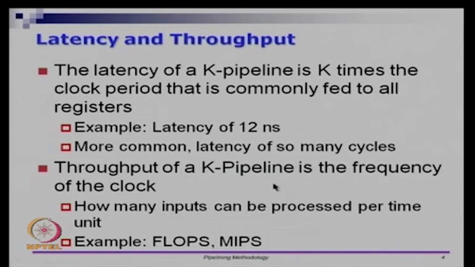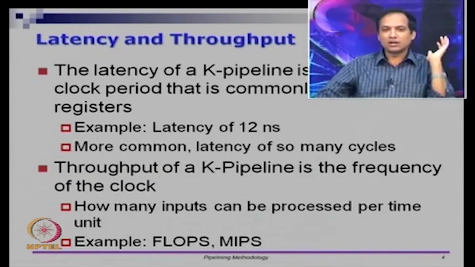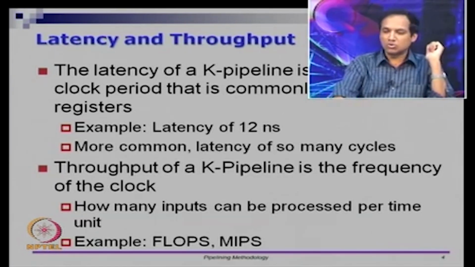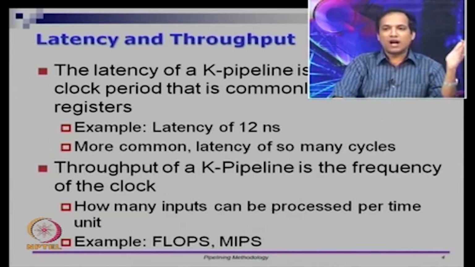And the throughput of a k-stage pipeline circuit is the frequency of the clock that you are giving. How many inputs can be processed per unit time is usually the throughput, and examples are the number of floating point operations you do per unit time, or the number of millions of instructions you can process per unit time, and so on. These are all measures of throughput. So in the laundry example, we said our throughput is 1 by 60 loads per minute.